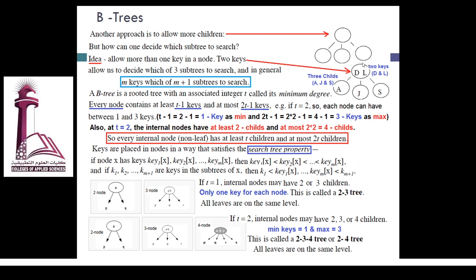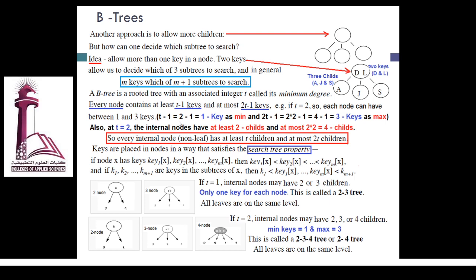So how many keys can it have? Each node can have how many keys? For that, it is associated with an integer t. So t is called the minimum degree. And we also have a formula. Each node can have t minus 1 keys minimum and a maximum of 2t minus 1 keys.